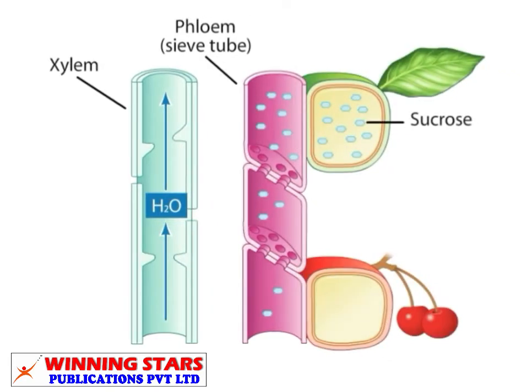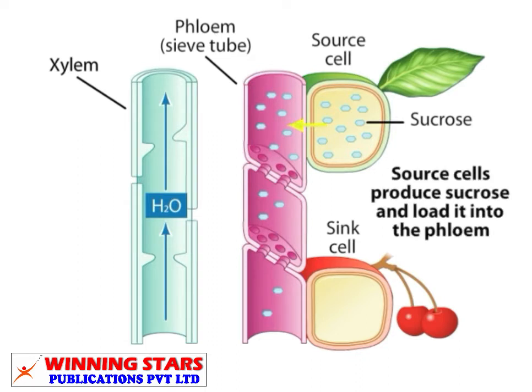Here you can see the source, which is the leaf, and the sink, let's consider it as a fruit, which requires different carbohydrates as well as amino acids from the leaf. The sucrose is transported as photosynthesis takes place in leaves. The sucrose which is prepared is passed through the mesophyll cells into the vascular system, that is, the phloem.